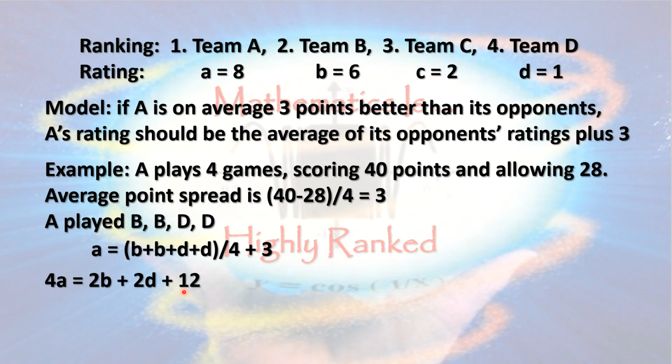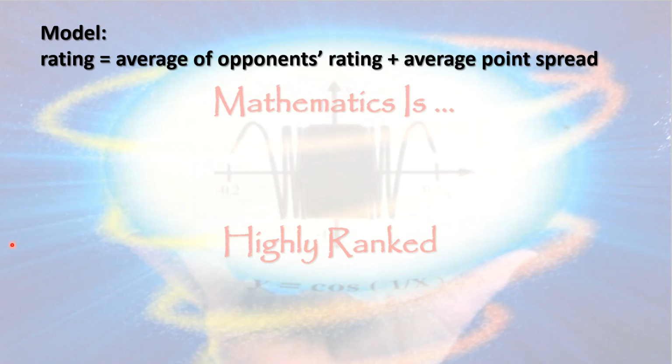Reading this equation, we can see 4A says A played 4 games, 2 of them against B, 2 of them against D, and outscored its opponents by 12. That's nice. Before continuing on, let's note a couple of features of our model. A's rating will depend on its opponent's ratings. The better the teams A played, the larger the average opponent's rating will be, and hence the larger A's rating will be. So strength of schedule is built into the model. Also, the more points A scores, the better its rating will be.